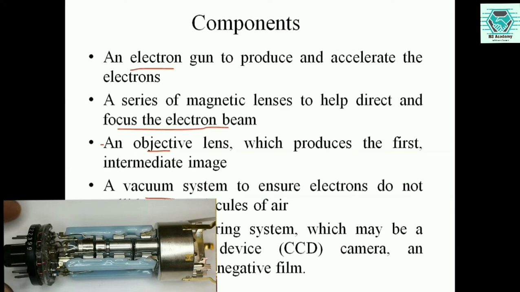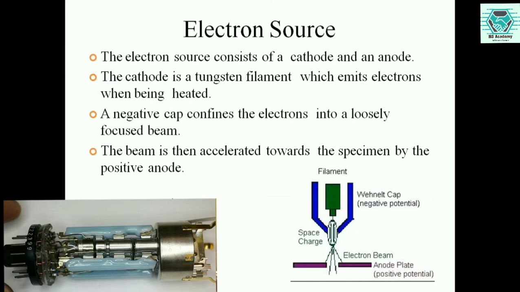Now, the electron source. The electron source consists of a cathode and an anode. The cathode is a tungsten filament, which is important, and it emits electrons when heated. A negative cap confines the electrons into a loosely focused beam. The diagram shows the filament, the cap and the electron beam, and how it is generated. The beam is accelerated toward the specimen by the positive anode. The specimen is present under the beam.